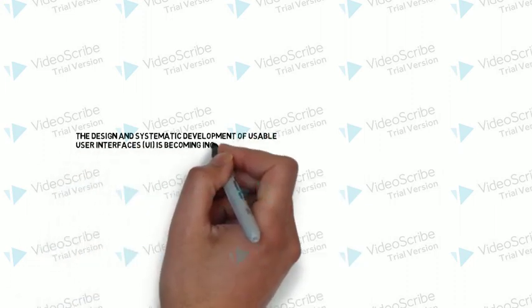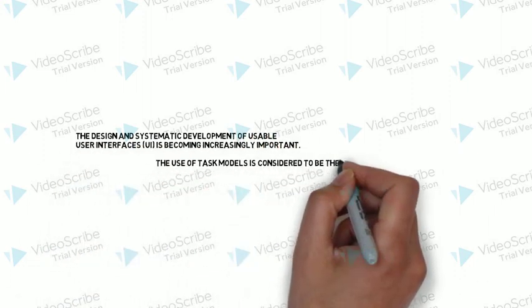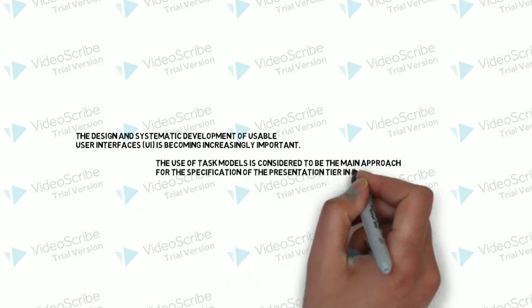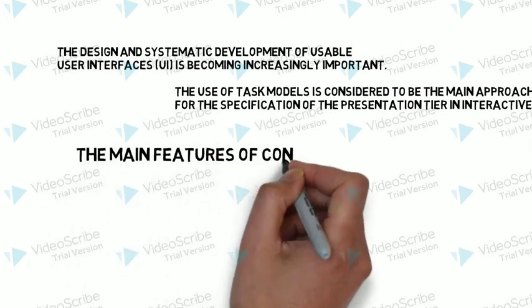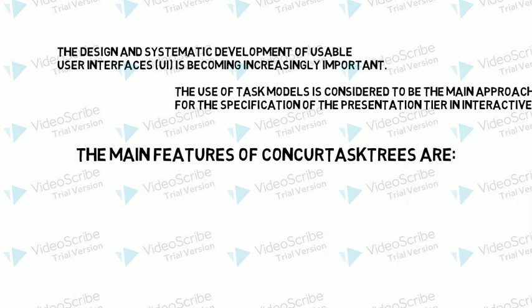The design and systematic development of usable user interfaces is becoming increasingly important. The use of task models is considered to be the main approach for the specification of the presentation in interactive applications. There are main features of concurrent task tree.